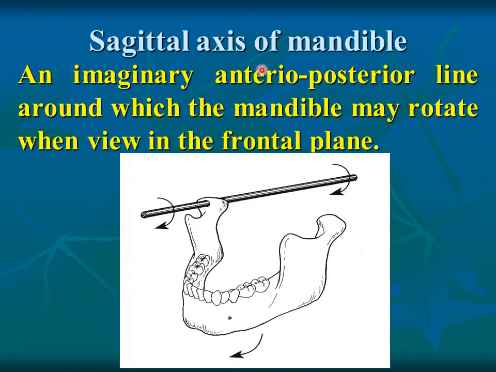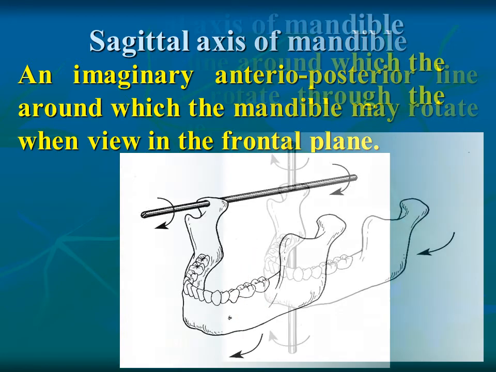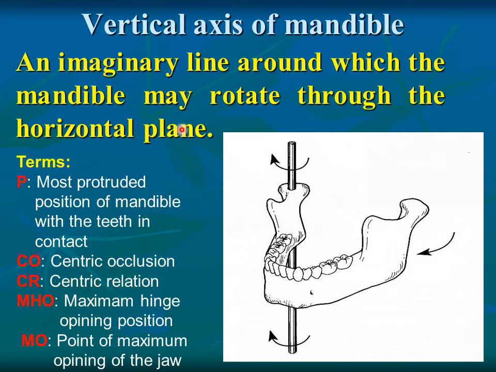The sagittal axis of the mandible is an imaginary anterior-posterior line around which the mandible may rotate when viewed in the frontal plane. We can imagine this rod passing anterior-posterior through one head of the condyle, and the mandible makes this movement in the frontal plane. The vertical axis of the mandible is an imaginary line around which the mandible may rotate through the horizontal plane.